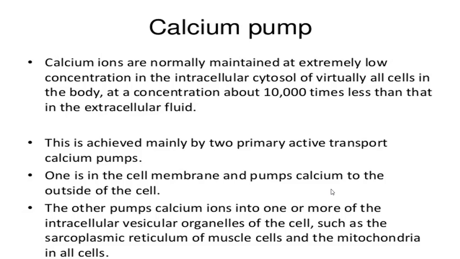Then another pump is present within the cell and it pumps calcium from the intracellular environment to the different organelles present within the cell, like the sarcoplasmic reticulum, which is the storehouse of calcium inside the cell. And this is very important in the cardiac muscle. Whenever the cardiac muscle needs more calcium for contraction, at that time the sarcoplasmic reticulum releases its calcium. So these are the two types of calcium pumps: one is present in the cell membrane and another is present within the cell.